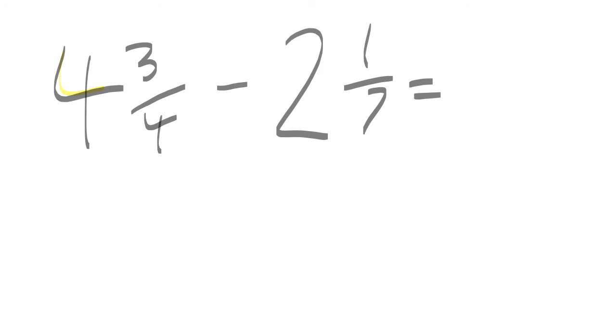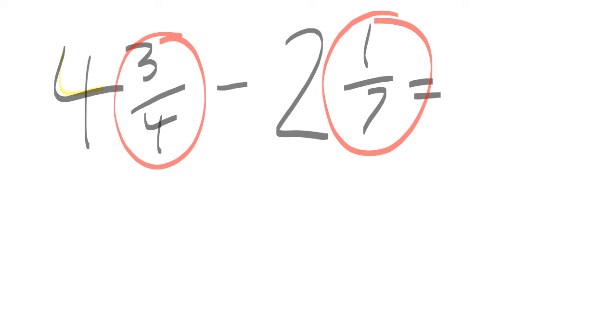Okay, we're in the teaching phase. Let's have a look at 4 3/4 minus 2 1/7. Now, when we're looking at this, guys, I want to deal with the fractions first. Let's worry about the whole numbers later. Let's just minus the fractions from each other. So we're going to seek to take away 1/7 from 3/4.